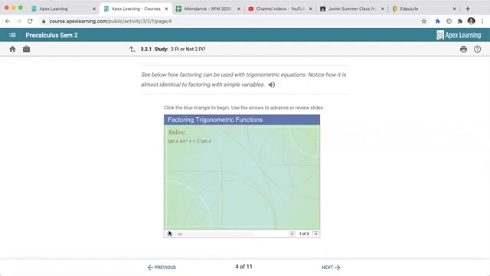But if we look at this here, obviously we want to collect like terms. So we'll move tan to the other side. Then we can factor out a tan term, so we factor out our tan term. And then we can use our zero product property.